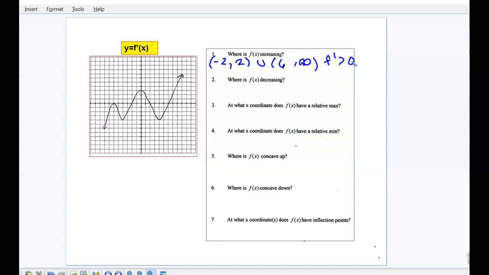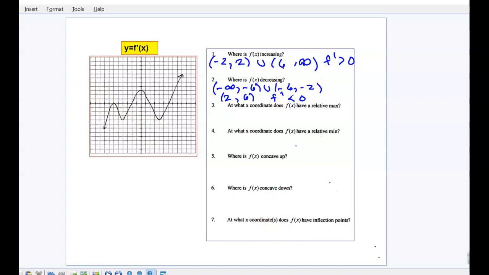So where is the function decreasing? Well, it looks like it's decreasing from negative infinity up to -6, and then from -6 up to -2, and from 2 all the way up to 6. That would be where f prime is less than 0.